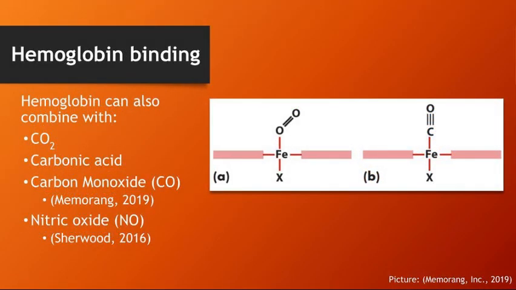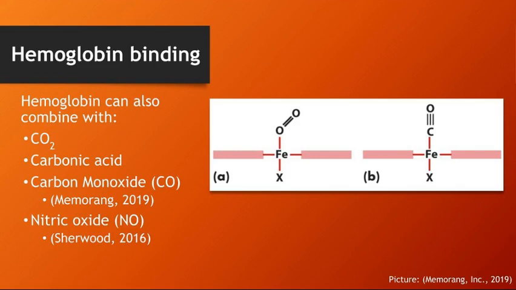Hemoglobin can also combine with 4 other compounds. The first one is carbon dioxide, CO2, carrying it from the tissues in the body to the lungs so that the individual can exhale it into the atmosphere. The second compound is the acidic hydrogen ion portion of ionized carbonic acid, which is generated from CO2 in the tissues. Hemoglobin buffers this acid to minimally alter the pH of blood.